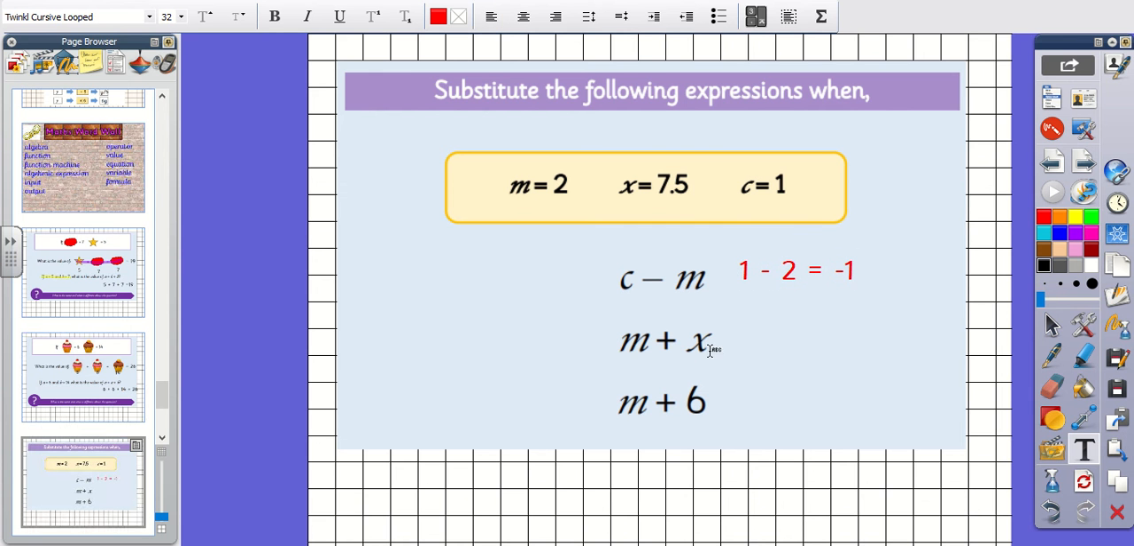There we go. M add x, so m is 2. I'm adding x, which is 7.5. Don't worry, add the wholes, add the ones together. So 7 add 2 is 9. And then you've got your 0.5 on the end as well. M add 6, so m is 2. And then we are adding 6, which gives us 8. Okay, so use what you have been given and substitute it into the numbers and then work out the answers.